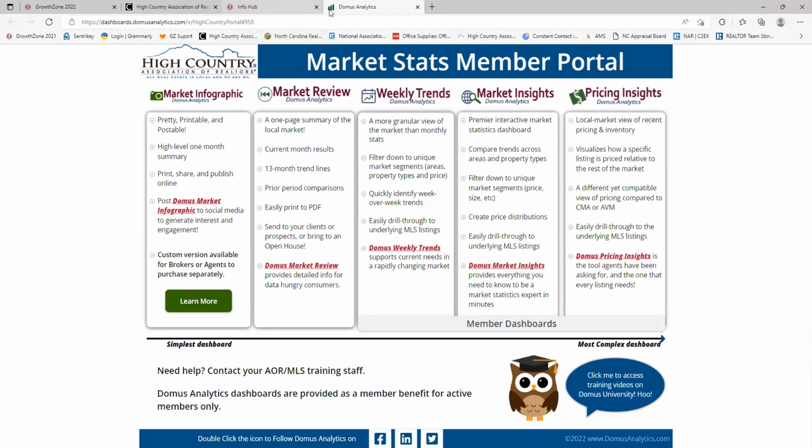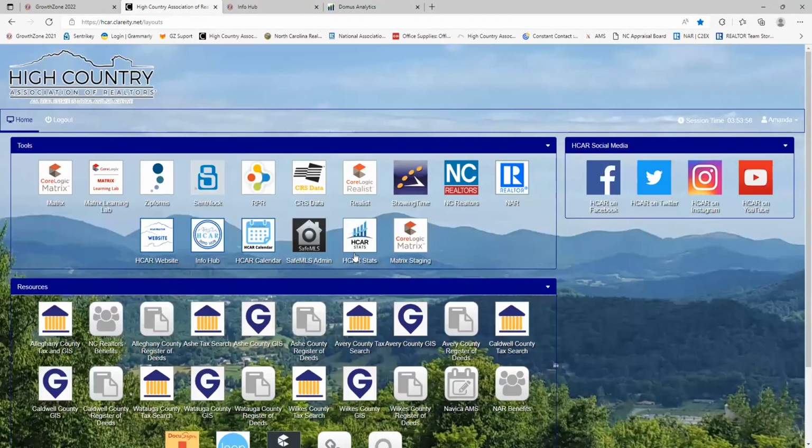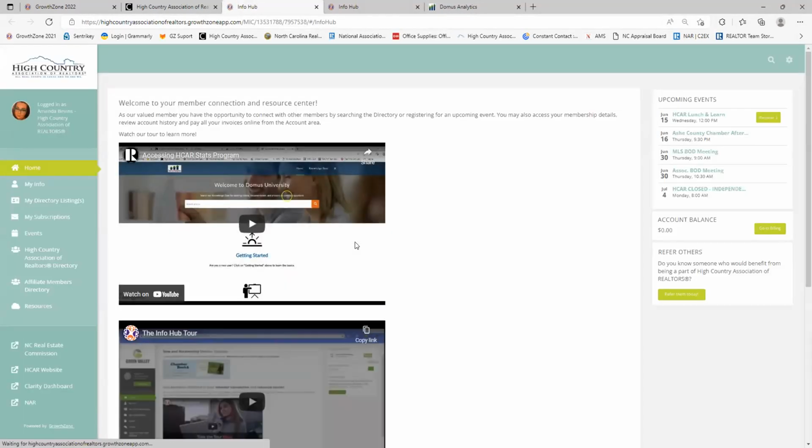There is also another icon, HCAR Stats. You can click on that. And once you log in the first time, you're going to use your MLS username and password, and you're going to click on it to say log in with Clarity. And it'll ask you to put your username and password in again. And then you'll never have to log back into it. It will automatically populate every time you hit one of those icons.